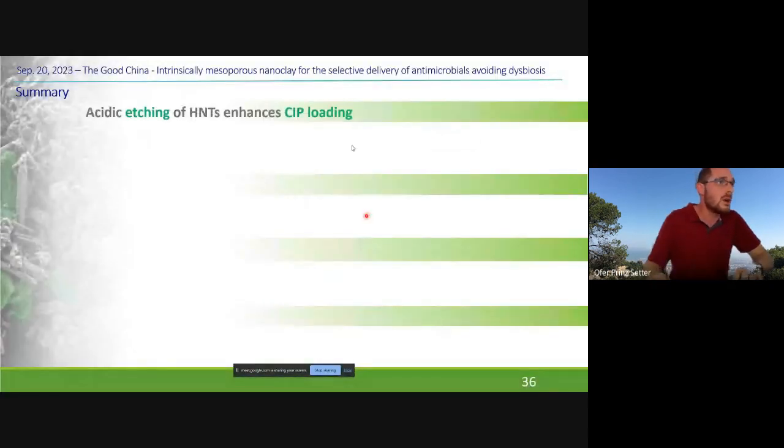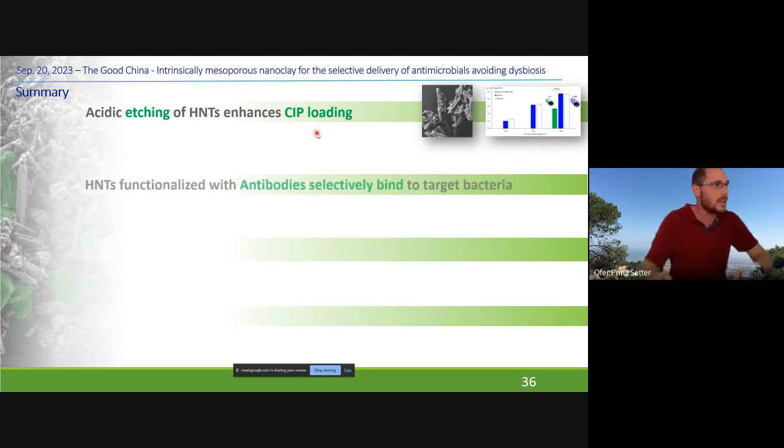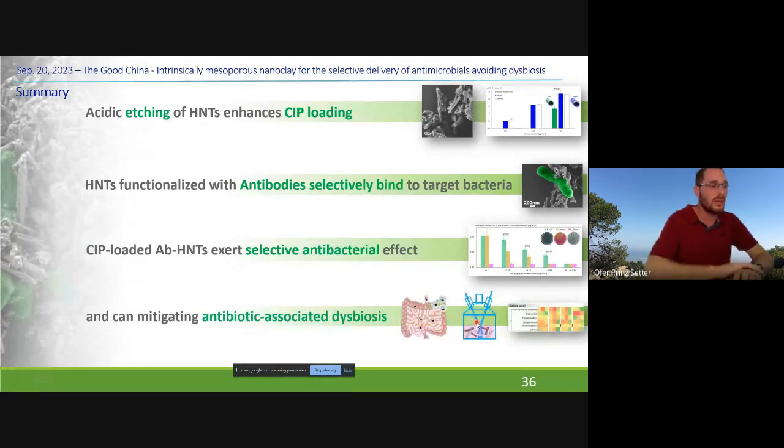So to summarize this talk, I hope I gave you some new information about a new nanomaterial, which is completely natural, halloysite nanotubes. Under acidic etching, the loading capacity is enhanced. We can modify them with antibodies to realize selective binding. Combined together, this multifunctional clay could exert a selective antimicrobial effect in a heterogeneous culture, and also in the human microbiome. Maybe in the future, this would be new formulations to take antibiotics without harming our precious microbiome.